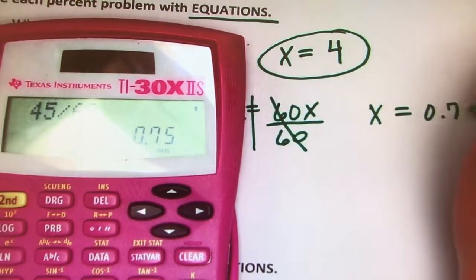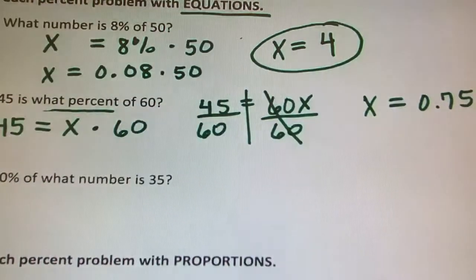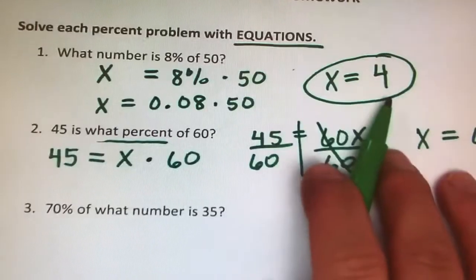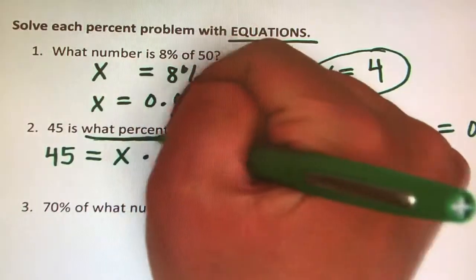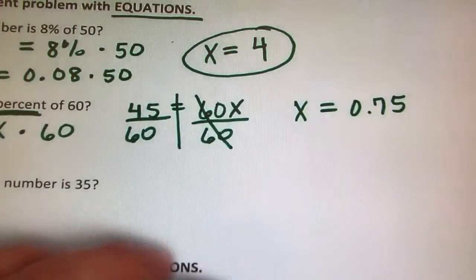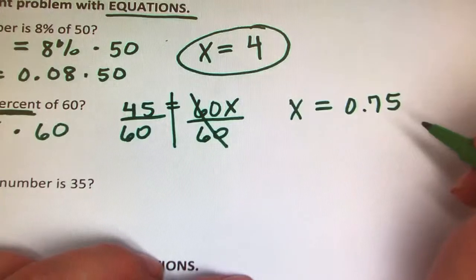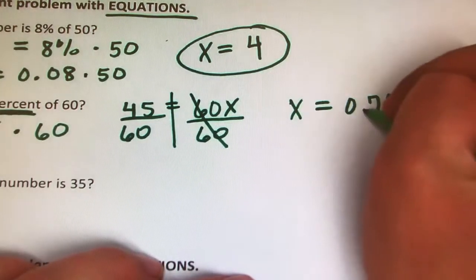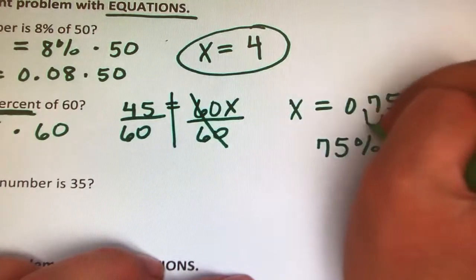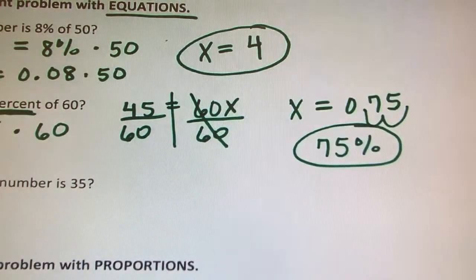0.75. Now we have to be careful on this one because on number 1 it just says what number. So our answer was a number. But on number 2 it said what percent. So that means our answer has to be in percentage form. So if you have 75 hundredths, move it 2 places to the right. It's 75% is our answer.